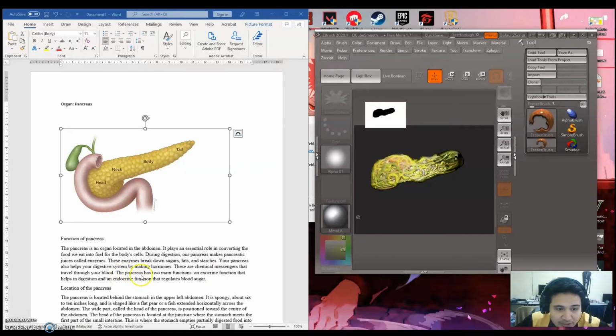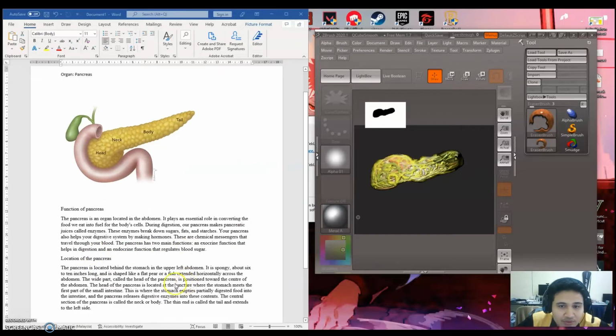Next, the pancreas has two main functions. The first is the exocrine function that helps in digestion, and the endocrine function that regulates blood sugar. As you can see in the picture below, the pancreas is located behind the stomach in the upper left abdomen. It has a spongy texture and is about 6 to 10 inches long, shaped like a flat fish extended horizontally across the abdomen.